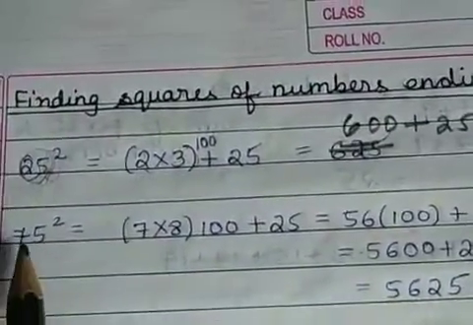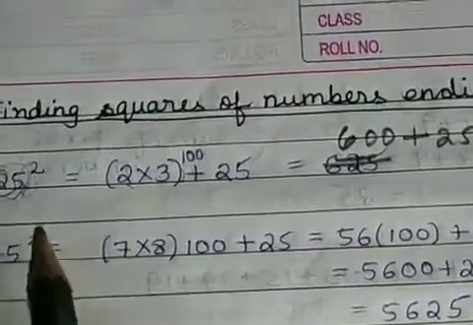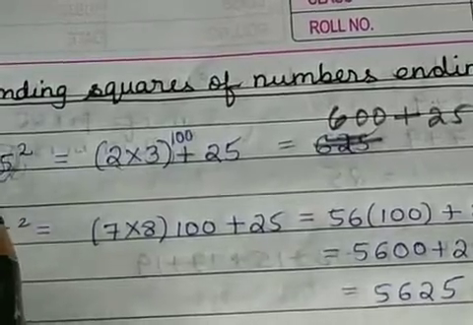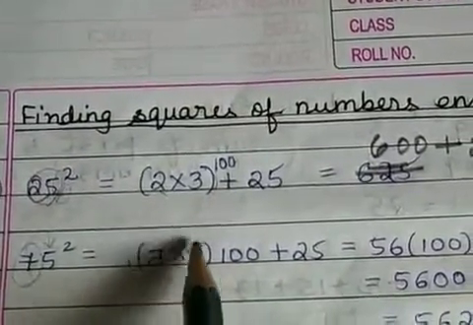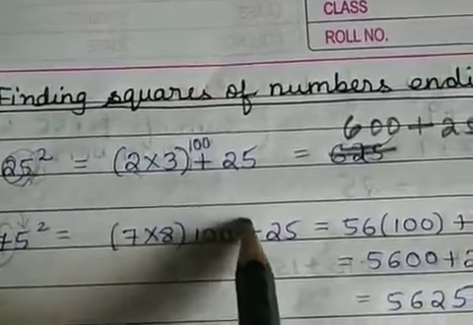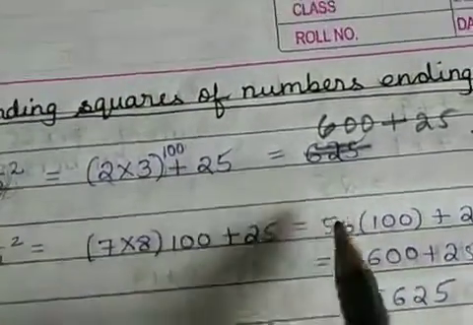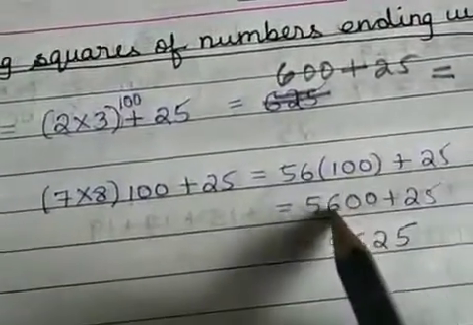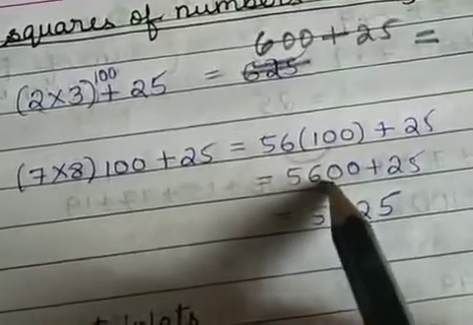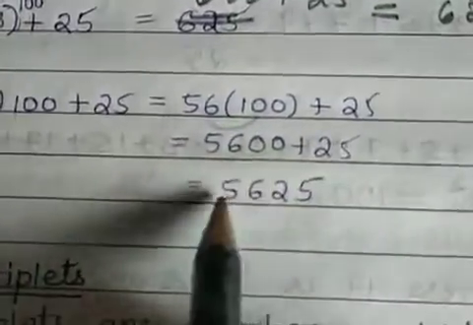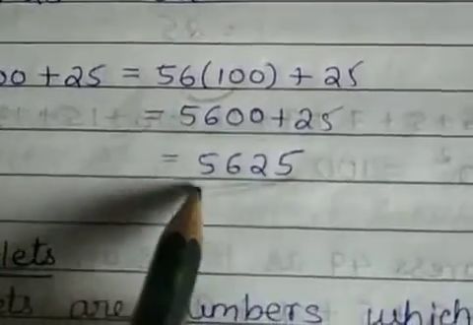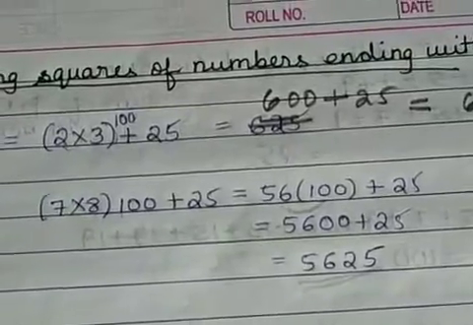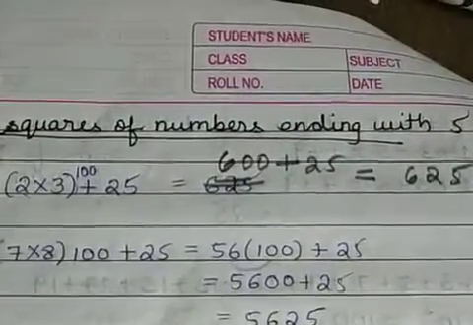Another example, 75 square. So I told you, consider this number, multiply it with the number after it. So 7 multiplied by 8, into 100, plus 5 square, which is 25. So we have 7 8s are 56, into 100, plus 25. You multiply this, so 5600 plus 25, and on simplification you get 5625. So in this way we can find the square of a number ending with 5.